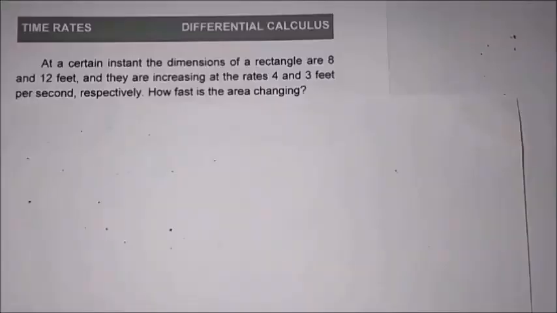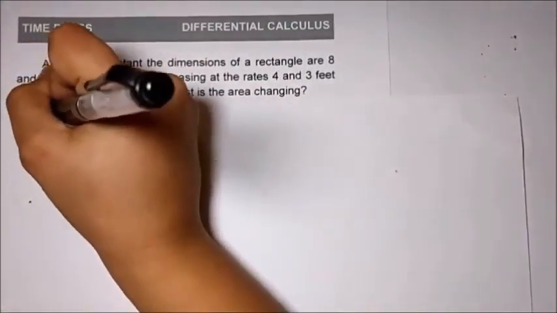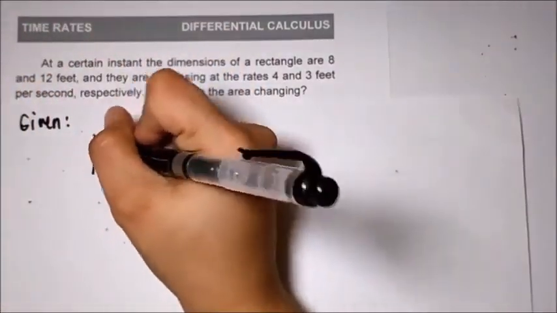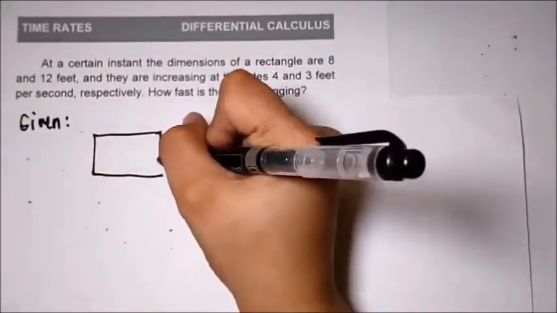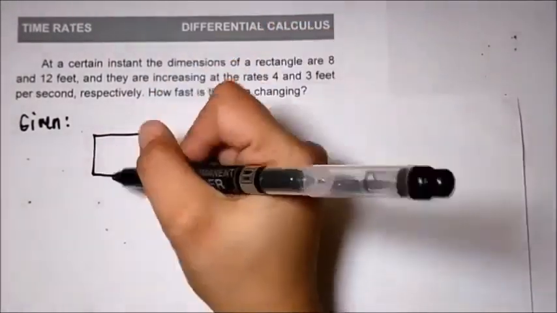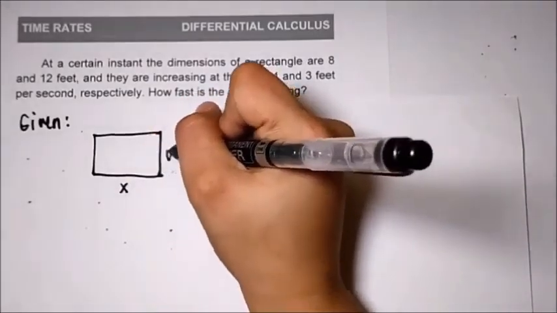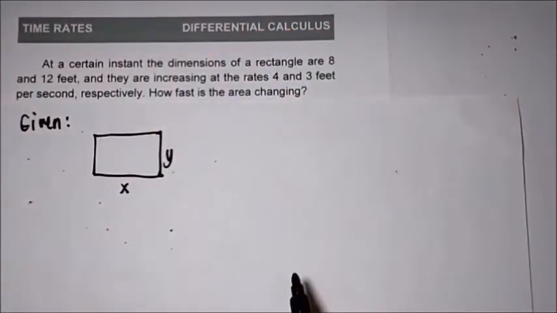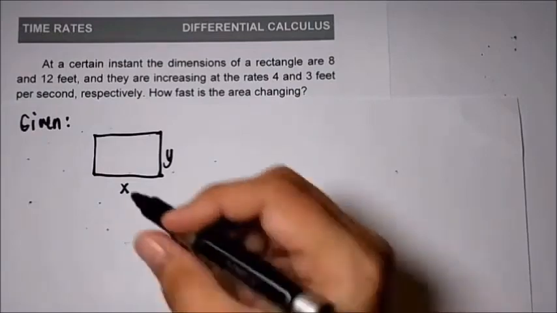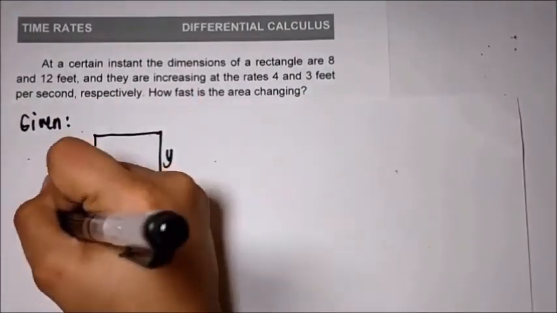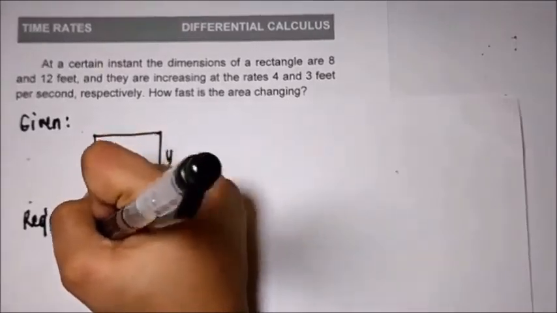At a certain instant, the dimensions of a rectangle are 8 and 12 feet, and they are increasing at the rates of 4 and 3 feet per second respectively. How fast is the area changing? Okay, so we have a given rectangle. If it is a rectangle, it has a length and a width. So let's designate this as x and the vertical distance as y. How fast is the area changing? So we need to get dA over dt.